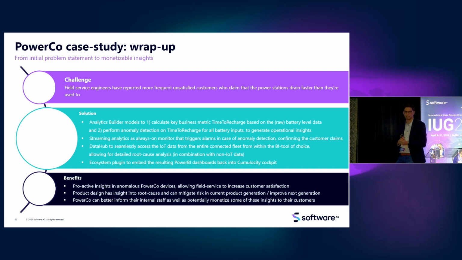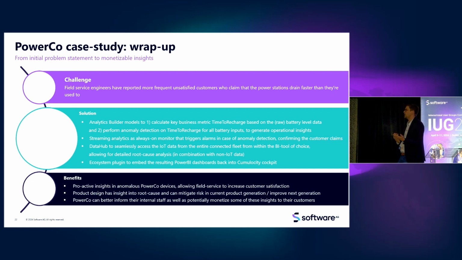We had the field service engineers who were reporting more frequently unsatisfied customers with a certain claim. What did PowerCo do? They first looked at the data with the dashboards to get some more insights. But then what Rob showed, they leveraged Analytics Builder models to, on the one hand side, really calculate an interesting key business metric based on the raw data that they were getting, and then actually perform an anomaly detection on that time to recharge to generate real operational insights.